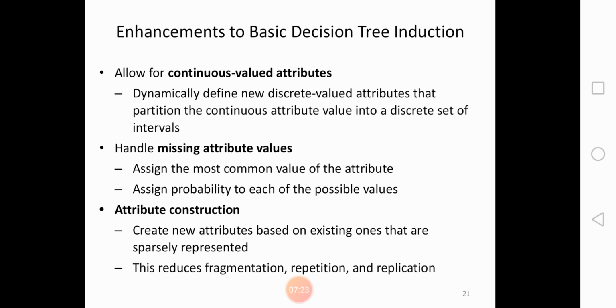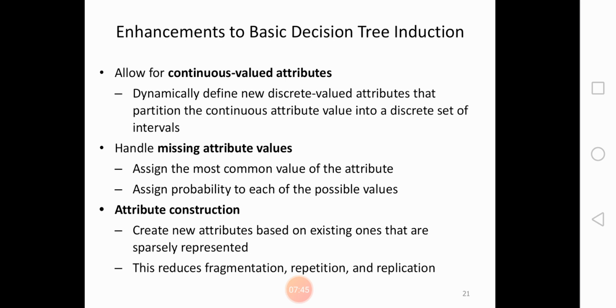We need to assign the most common value of the attribute, or assign a probability to each of the possible values. We need to guess, based on the probability of each of the possible values. Such values we need to assign to the missing attribute values.